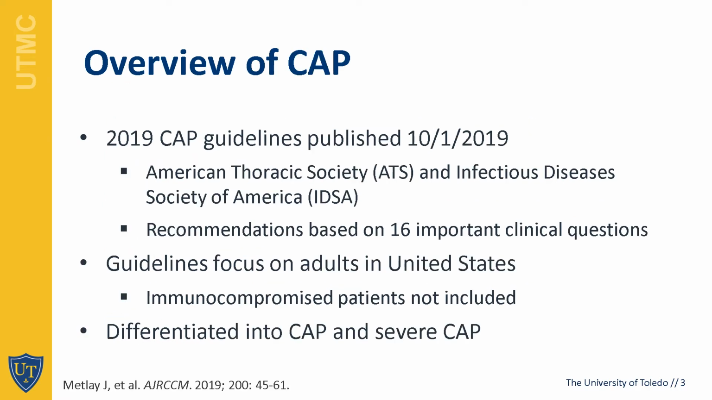So looking at an overview of CAP, the guidelines were recently updated in October. They are put out by the American Thoracic Society and the IDSA. The recommendations were based on 16 important clinical questions, focusing on adults in the United States, and it's really important to note that immunocompromised patients are not included in this guideline. Basically, they got rid of HCAP, and they're just differentiating between CAP and severe CAP.